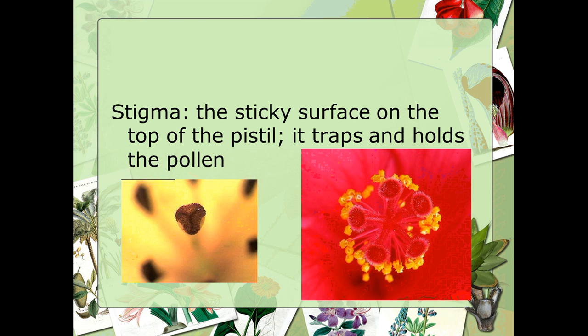The pistil also contains a stigma. This is the sticky surface that's at the top. It's what traps and holds the pollen. So when those bees are buzzing around with pollen on them and they land on a flower, the stigma is going to trap that pollen, and then the pollen will travel down through the pistil so that it can cause reproduction. We'll talk more about that in just a minute.